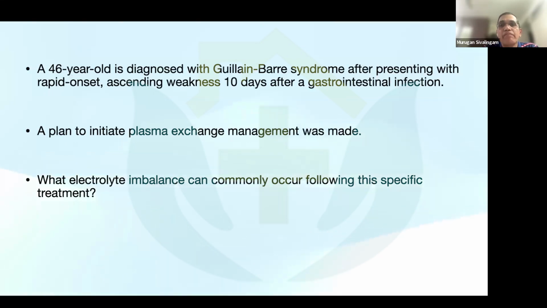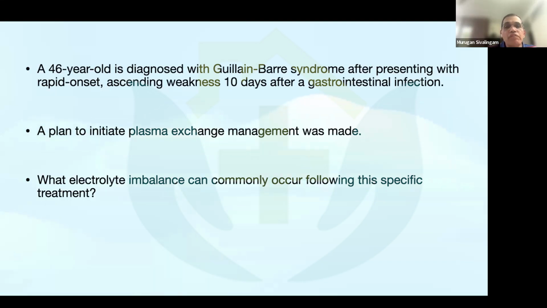Someone who's diagnosed as having Guillain-Barré syndrome is presenting with a rapid onset ascending weakness 10 days after having a gastrointestinal infection. A plan was made to initiate treatment with plasma exchange. As you know, the standard treatment for Guillain-Barré syndrome is usually either plasma exchange or IVIG, IV immunoglobulins. And plasma exchange is quite effective for this condition along with a number of other conditions. But sometimes we may run into certain issues.